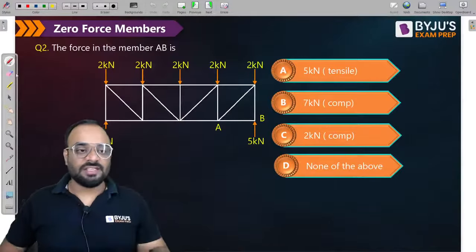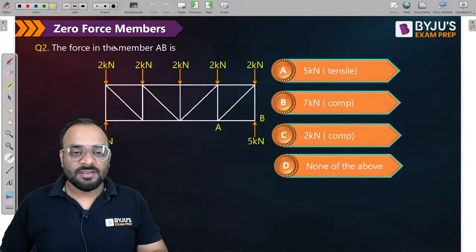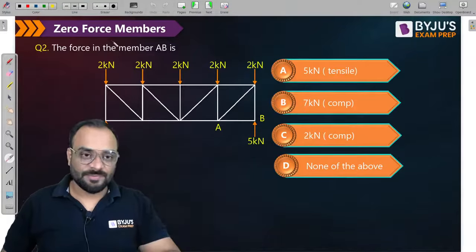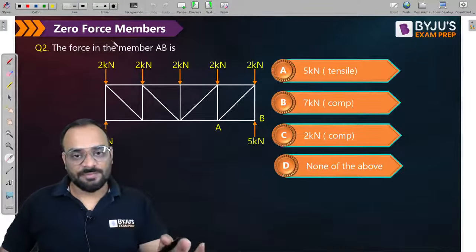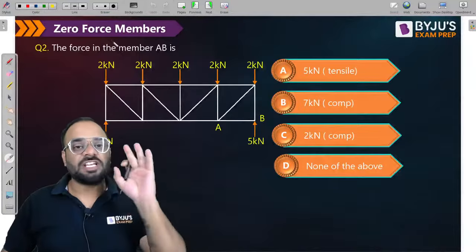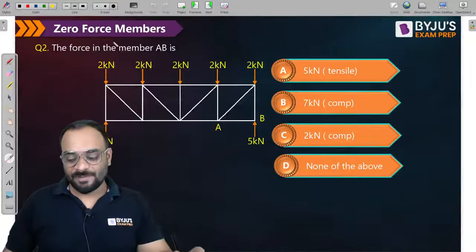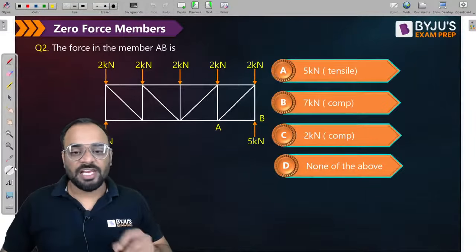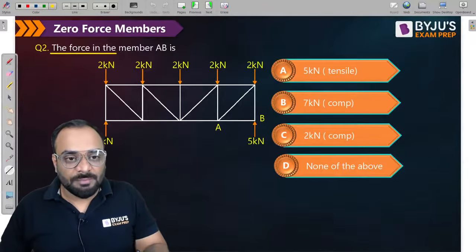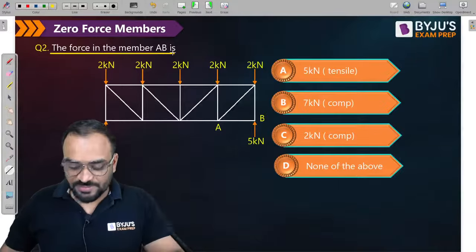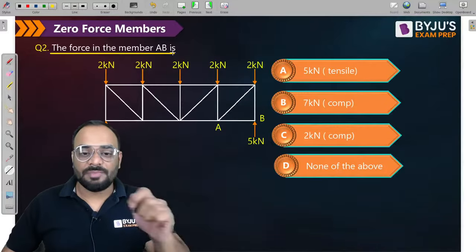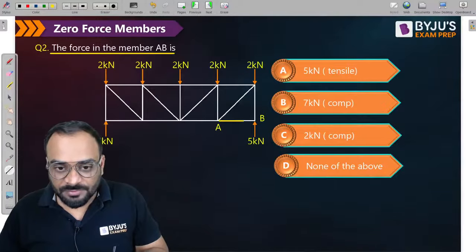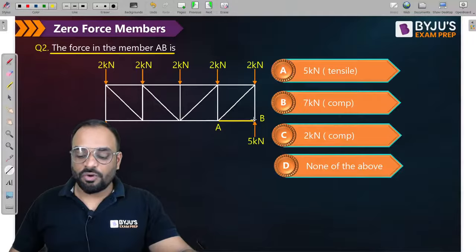Now tell me guys, in this particular case, the concept which we have discussed is actually not applied. But if you apply the joint equilibrium equation, you will get the answer, right? So kindly see the problem and let me know the answer. The force in member AB is equal to how much? Tell me guys. The force in member AB. This is the AB member. What is the force in member AB?